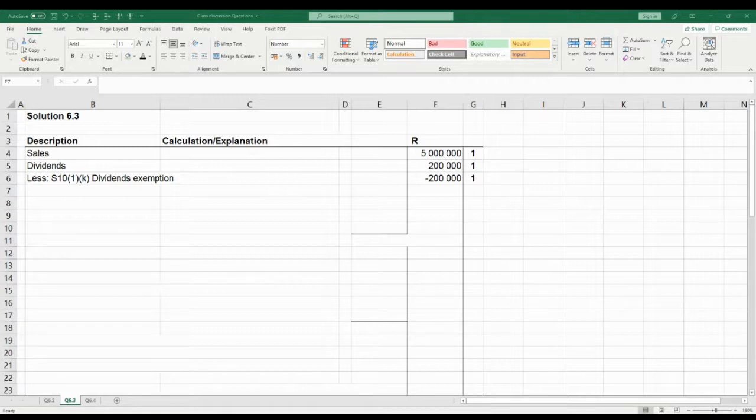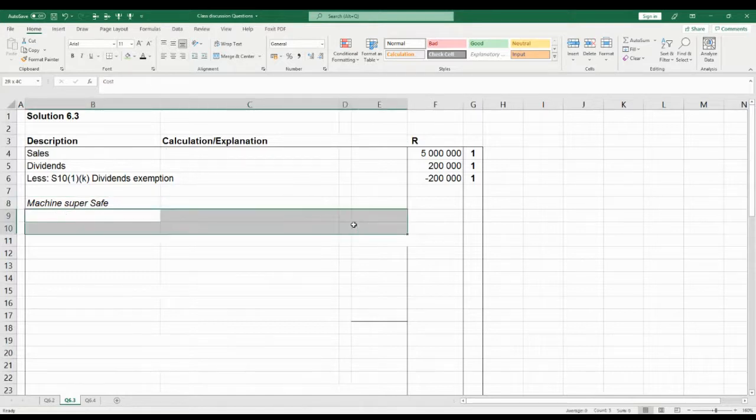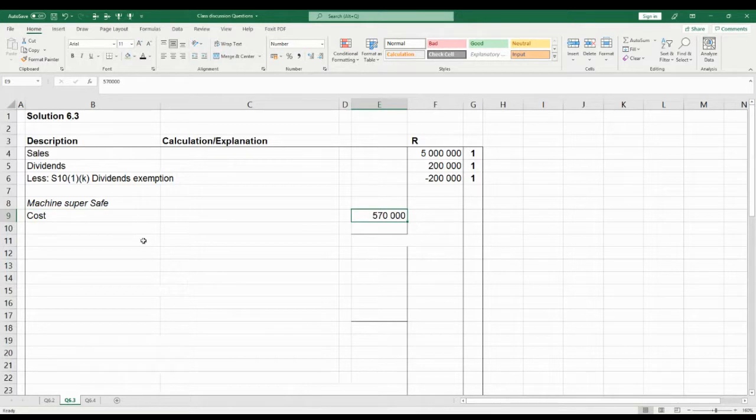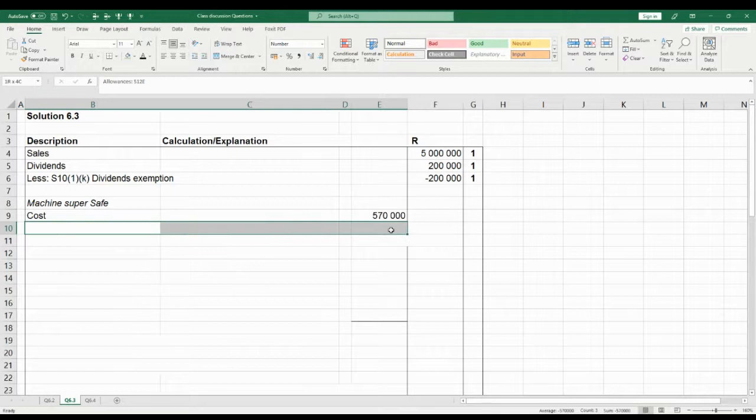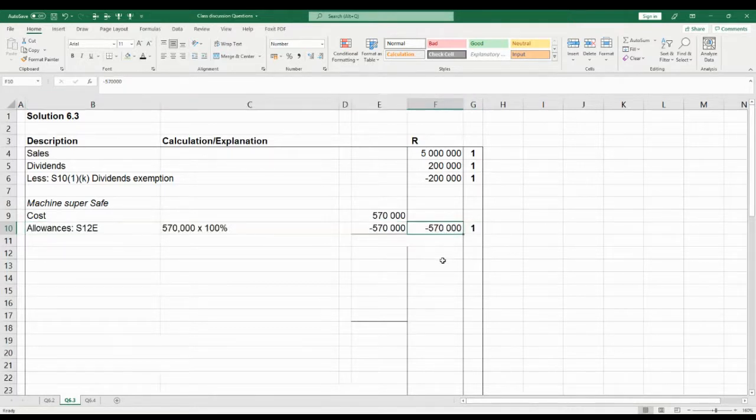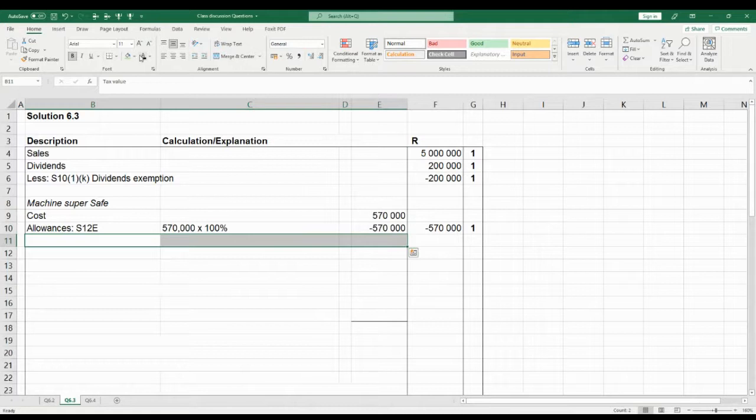Then for the machine, we start off with the deduction that we get, and then we work out the recoupment based on that. So for machine super safe, we say the original cost for that machine was 570,000. The deduction we would have received in our year in terms of section 12E would have been 100%. Okay, so we got that full 570 as a deduction in this year. So our current tax base for that asset is actually 0.